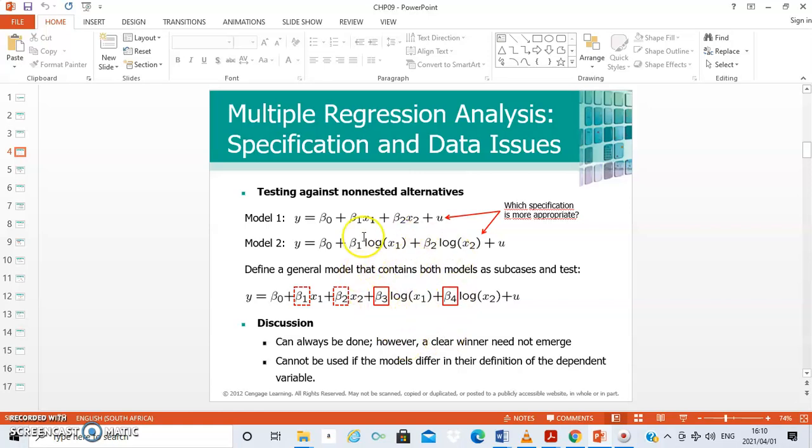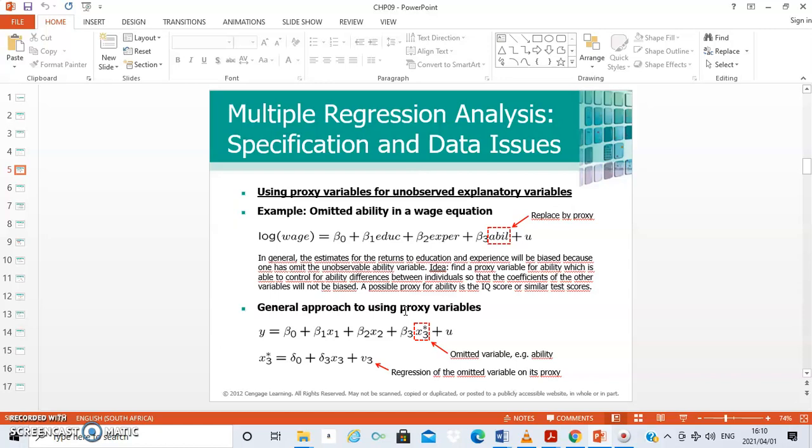But this type of approach cannot be used if the dependent variables are defined differently. So say, for example, if one of these dependent variables was in log form or any other form different from the other one, we could not use this approach of pitting the nested models against the non-nested models. It can only work when you have dependent variables being defined in the same way.